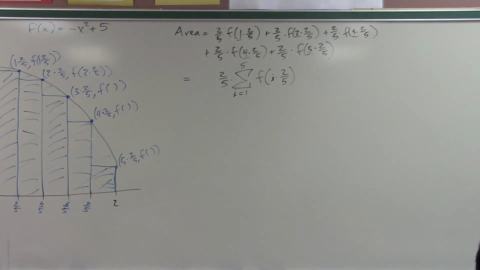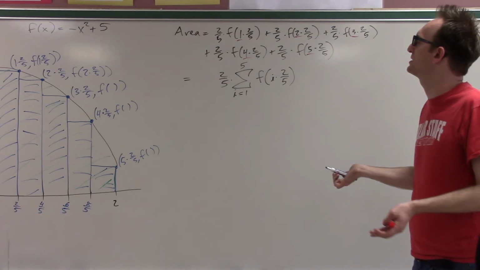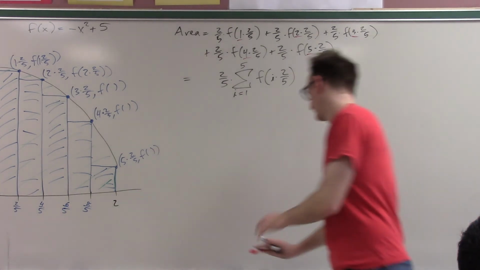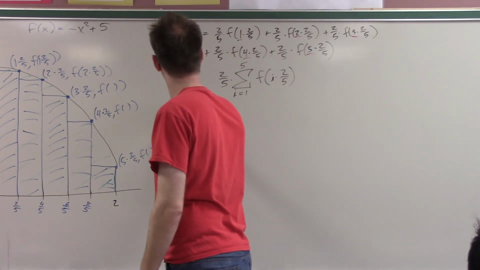Notice how she also factored the 2/5 out from all the terms and took it right out of the sigma. Are we good? Okay, now again, because there are only 5 rectangles, we could probably just crunch the numbers really fast, but that's not the point. So let's keep going. What do we get here?